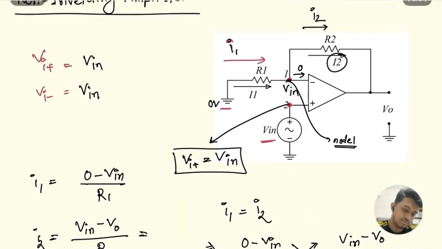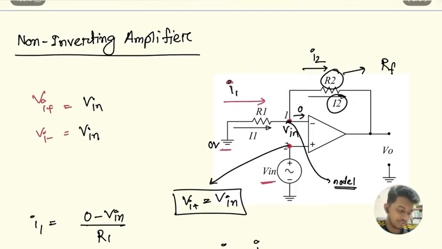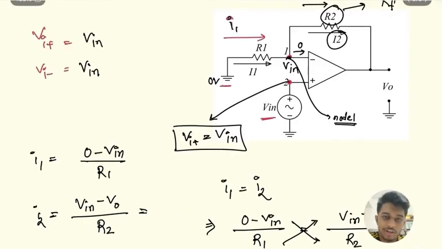Now this R2 is actually called the feedback resistance or RF. It is also true for the inverting amplifier. So that's how a non-inverting amplifier works.